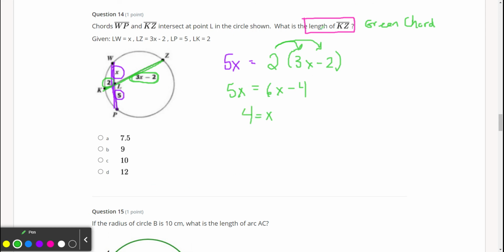If x equals 4, what's the length of KZ? So you add 4 all that. So that whole length from K to Z is this little piece that's 2. So from K to Z, you've got a little piece that's 2, and then you've got 3 times x minus 2. So 3 times 4 minus 2. We're going to add all that up. So x does equal 4, but what's the length of KZ?